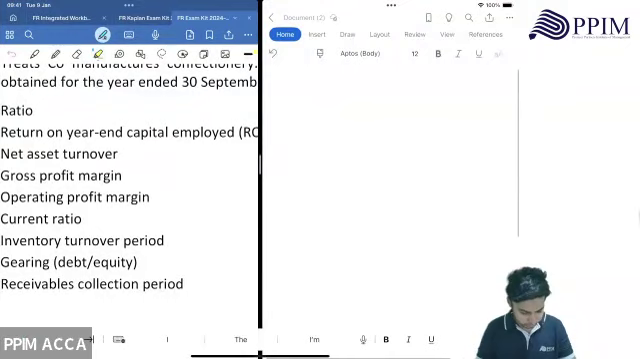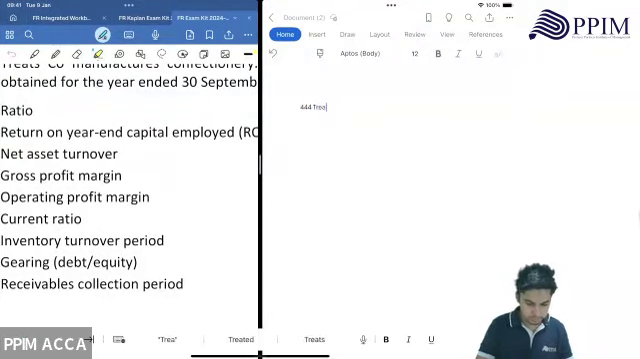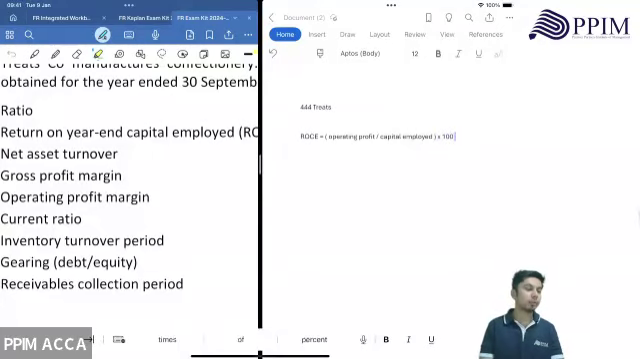So guys, let's start. 444, question name is Treats. First question, they want ROCE. Can you write down the equation? What will be the equation over there? Operating profit divided by capital employed into 100. What is capital employed? Equity plus non-current liabilities.